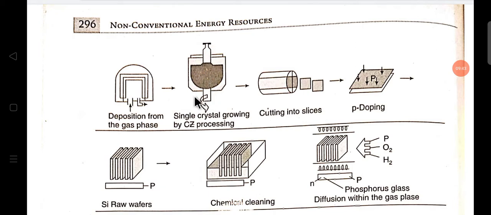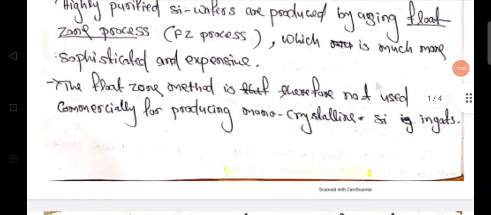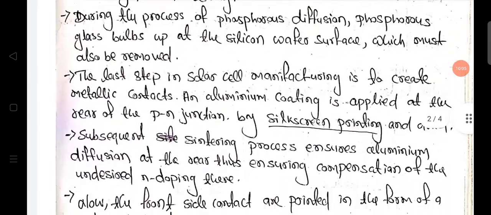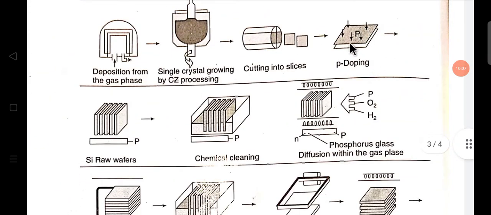Okay, this seed crystal became a bar or ingots, silica in ingots, and after cutting these ingots we get our silicon wafer. Okay, then that silicon wafer is doped with P material. This is the wafer, this is only P material doped.